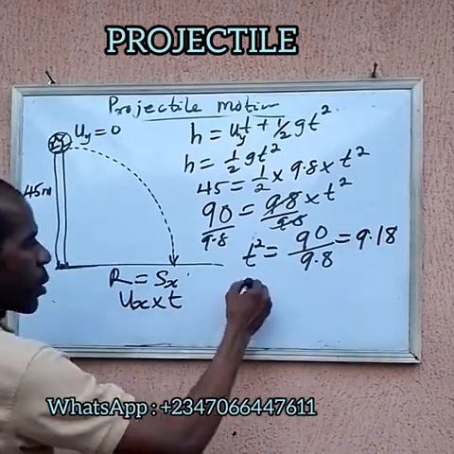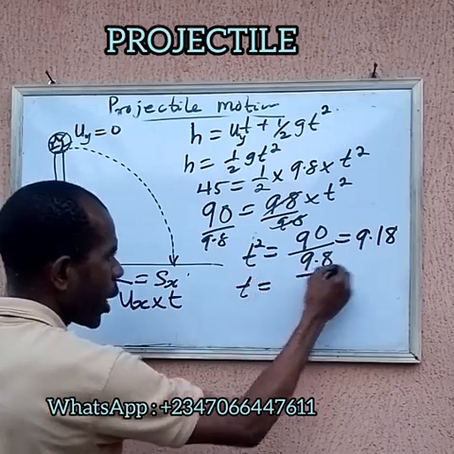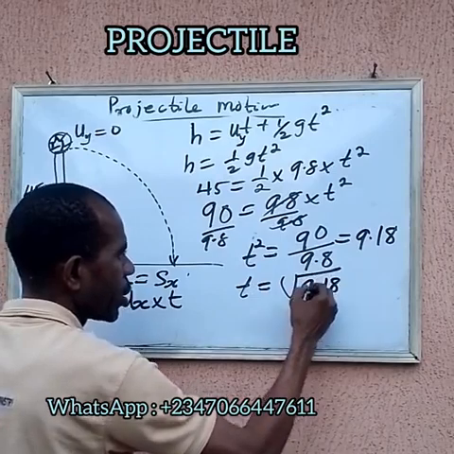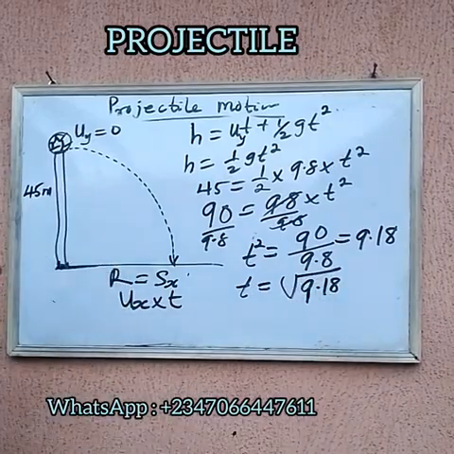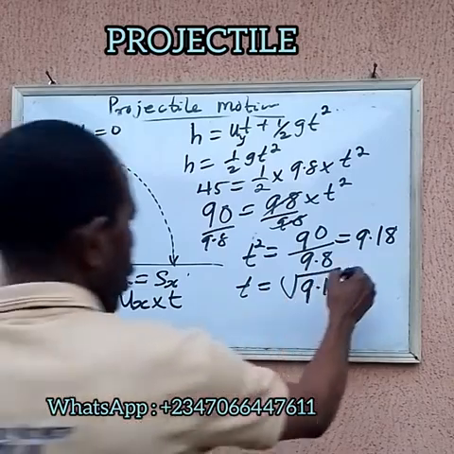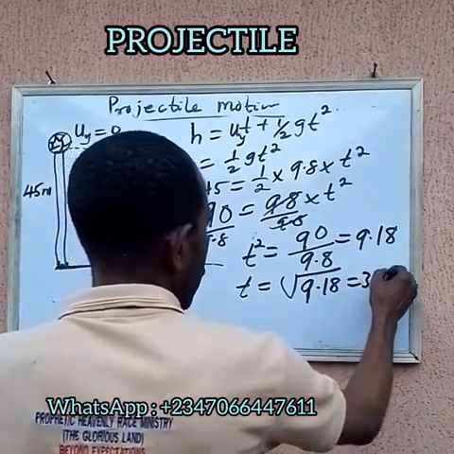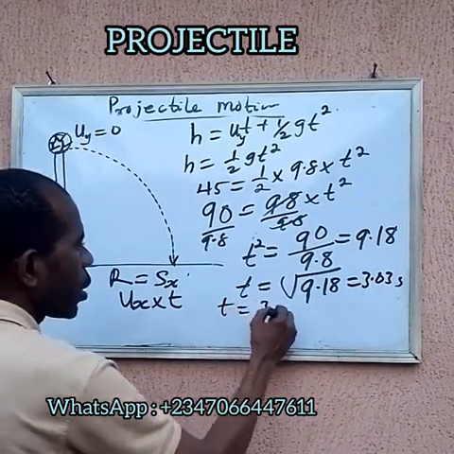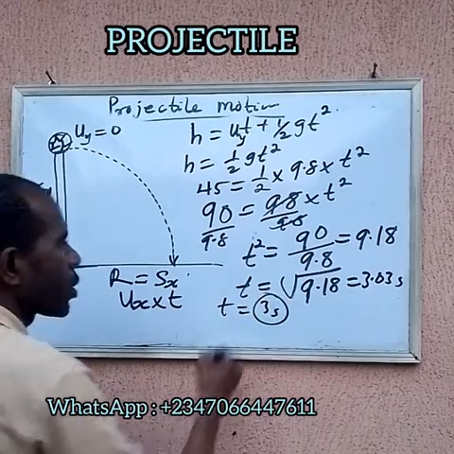Then your t is now the square root of 9.18. So let us press the calculator. It will give us 3.03 seconds. So we can approximate the time to be 3 seconds. That is the time.